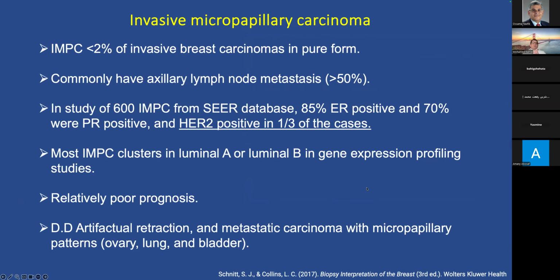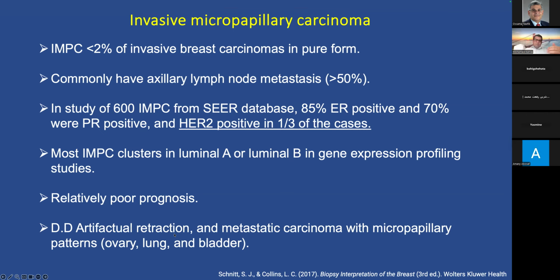So when I encounter invasive micropapillary carcinoma, even if it's a small component in the tumor, I will repeat my HER2 on that tumor because I may catch a small clone in the tumor that is HER2 positive and will be behaving badly. So this summarizes what we talked about: the lymph node mets, the HER2, one third of them HER2 positive. They can cluster in luminal A or luminal B. They have poor prognosis.